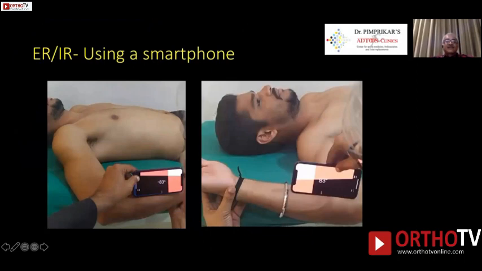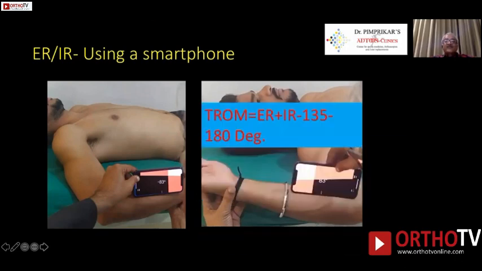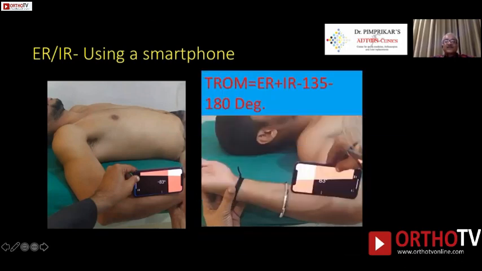Whenever you are testing this, again, you are going to stabilize the coracoid process, the video of which will come in the next slide. Here, the internal rotation is 83 degrees and external rotation is also 83 degrees. This means the patient has a TROM, which is the total ROM, the sum of external rotation and internal rotation. Normally, it should be 135 to 180 degrees. In this patient, it comes to about 160 degrees odd, which suggests that the patient has a normal total range of motion.